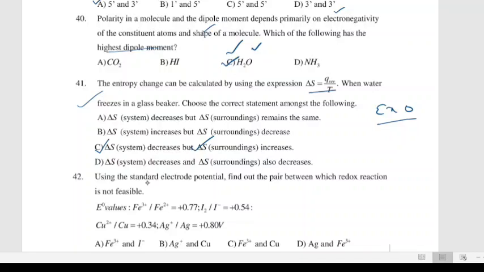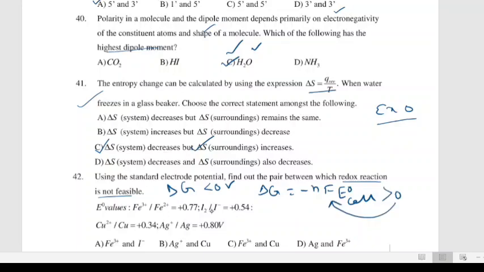Next one. Using the standard electrode potential, find out the pair between which the redox reaction is not feasible. Whenever delta G is negative, then the reaction is feasible. Delta G is nothing but minus nFE naught of the cell. If E naught cell is greater than 0, then we can say that the cell reaction, the redox reaction, is spontaneous.